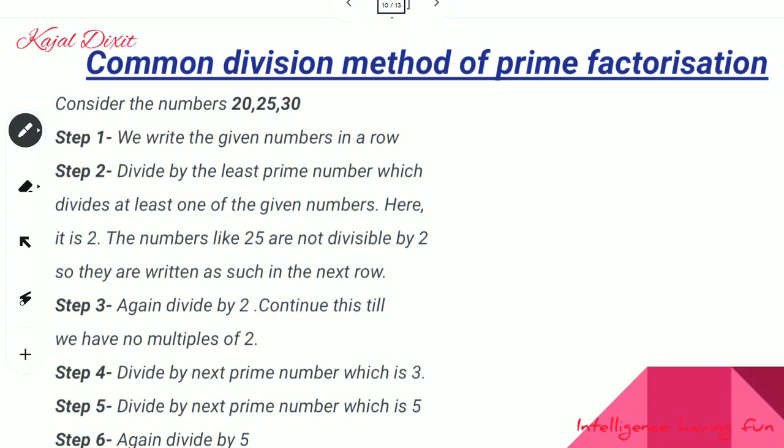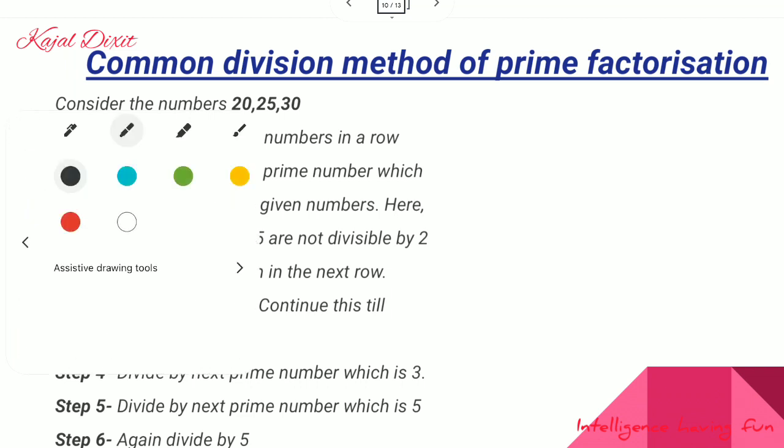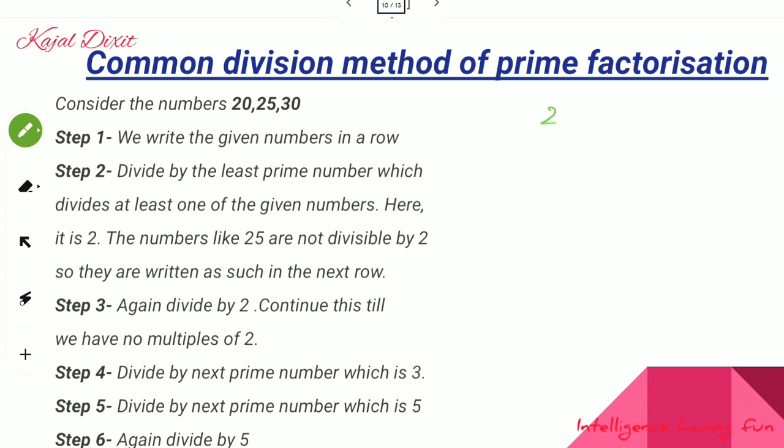Now the third method is what? Common division method of prime factorization. Here this time we are considering the numbers 20, 25 and 30. So what do we have to do? We have to write 20, 25 and 30 in a row like this. Then we have to divide these numbers by the least prime number which divides at least one of the given numbers. It is not necessary that the number chosen divides all three numbers, but it should divide at least one number. So let us start with 2.